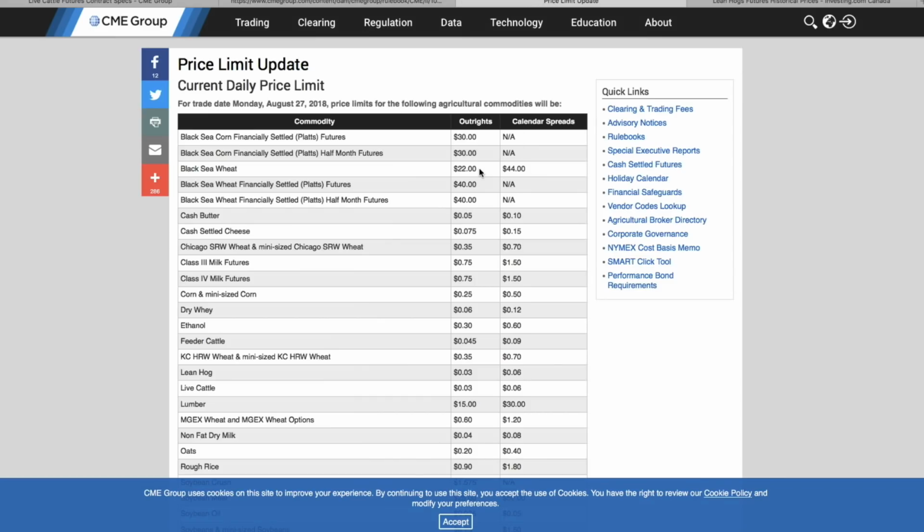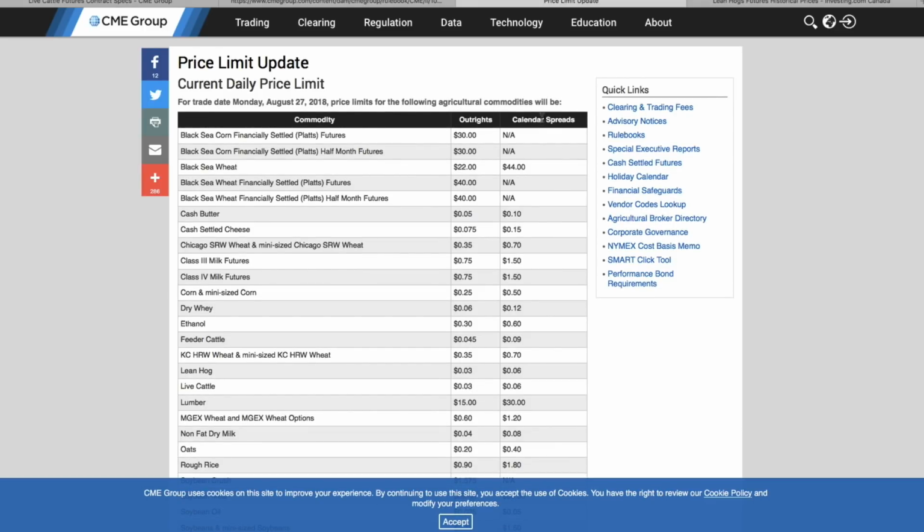For price limit updates, this gives you just a quick chart on what the daily price limits are for a whole bunch of classes of commodities. We can see lean hogs and live cattle down here. We can see the 3 cents. The second column is for calendar spreads. This means we have 2 futures contracts, so we can see 6 cents. That makes sense. If it's 3 cents per futures contract and we have a trade that combines 2, well then yeah, we're going to experience 6 cents.